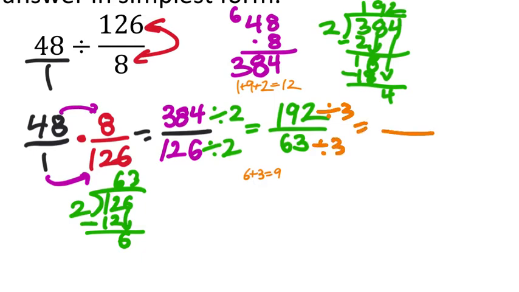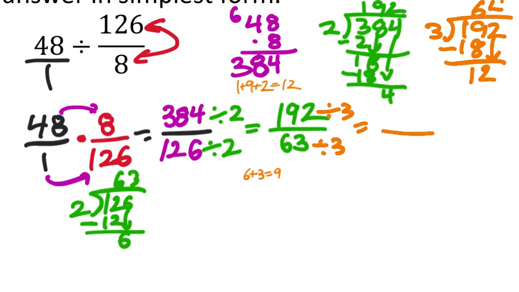This will be my new fraction. What do I get from that numerator? 192 divided by 3. 3 goes into 19 6 times. 6 times 3 is 18. 1 left over, drop the 2. 3 goes into 12 4 times, 64.